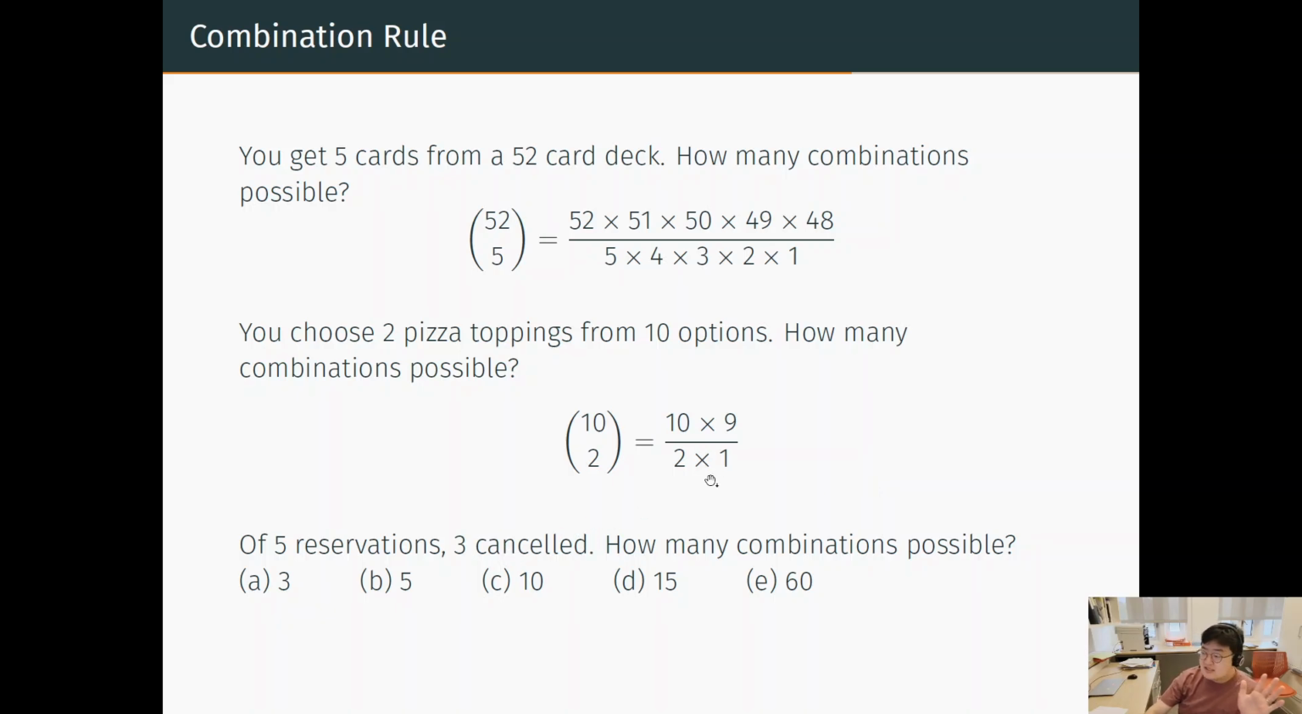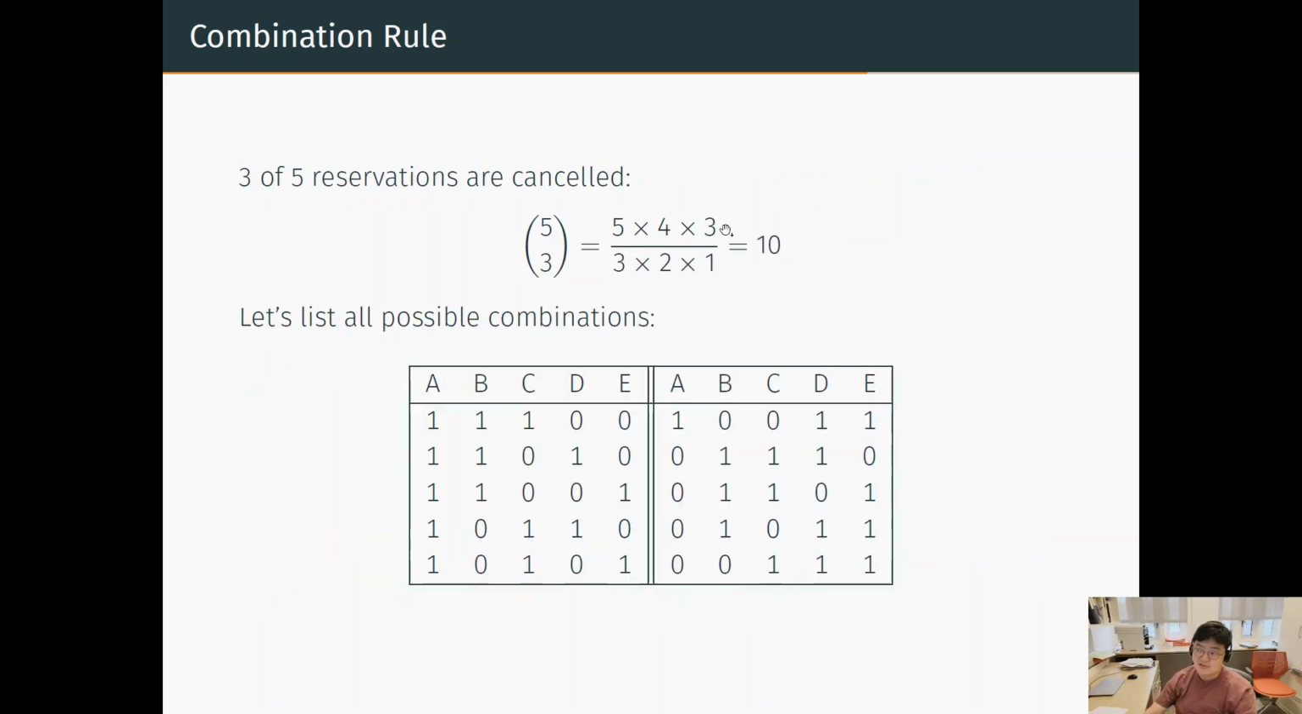So the idea is, it is 5 choose 3, so you have to multiply 3 numbers in the denominator and the numerator. And the numerator starts from 5 times 4 times 3, and the denominator is 3 times 2 times 1, like this. That is 10. Okay?